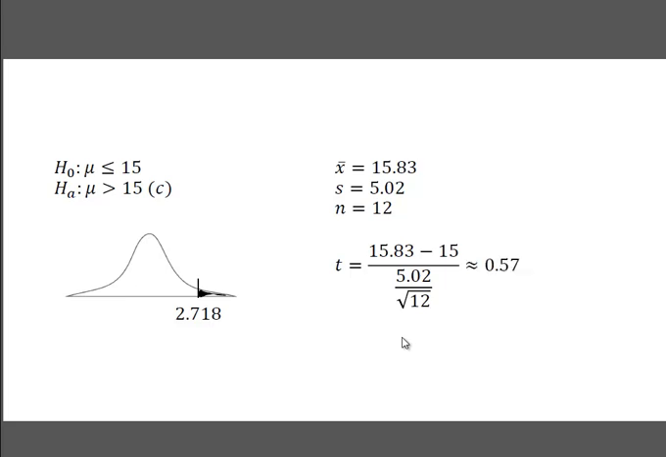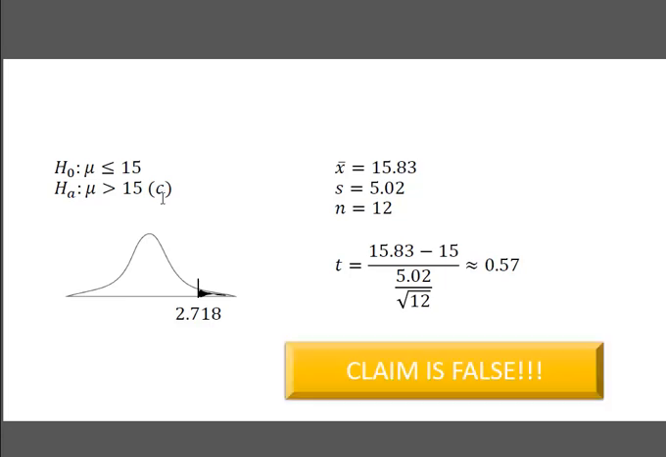So I got 0.57, and let's figure out if this does make our claim true or false. 0.57, again thinking number line, is going to be left or right of 2.718. And if you guessed left, you are correct. 0.57 is definitely left of 2.718 on a number line. So that puts us in this not shaded section. When you're in this section, that means H0 is true, HA is false. So if H0 is true and HA is false, that must mean, because our claim is HA, that our claim is false. And that would be an example problem for these.